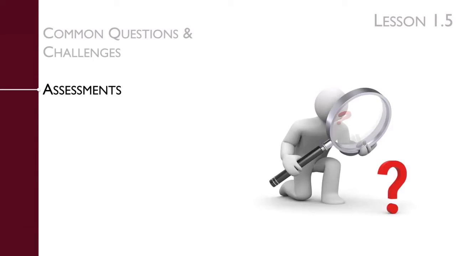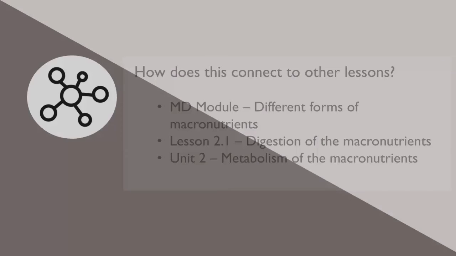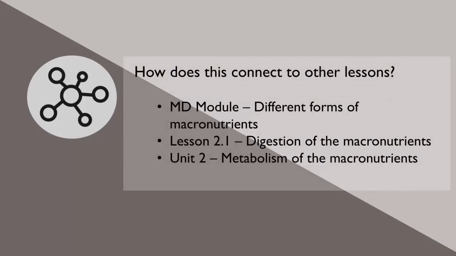At the end of this lesson, students should be able to describe the properties of the nutrients in food, explain that macronutrients are polymers that can be broken into monomers, and identify some common micronutrients. It is important that students are familiar with the different forms of the macronutrients, as this concept is used throughout the remaining lessons in the Metabolic Diseases module. We will discuss digestion of macronutrients in Lesson 2.1 and metabolism of macronutrients throughout Unit 2.